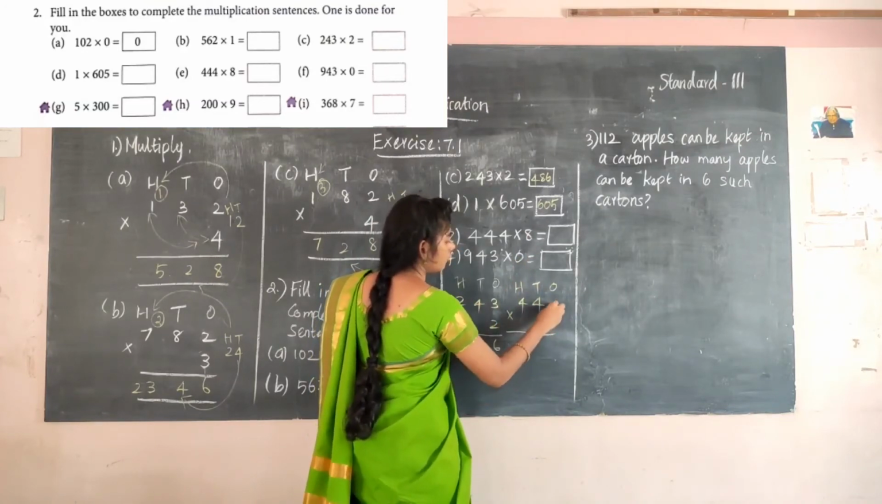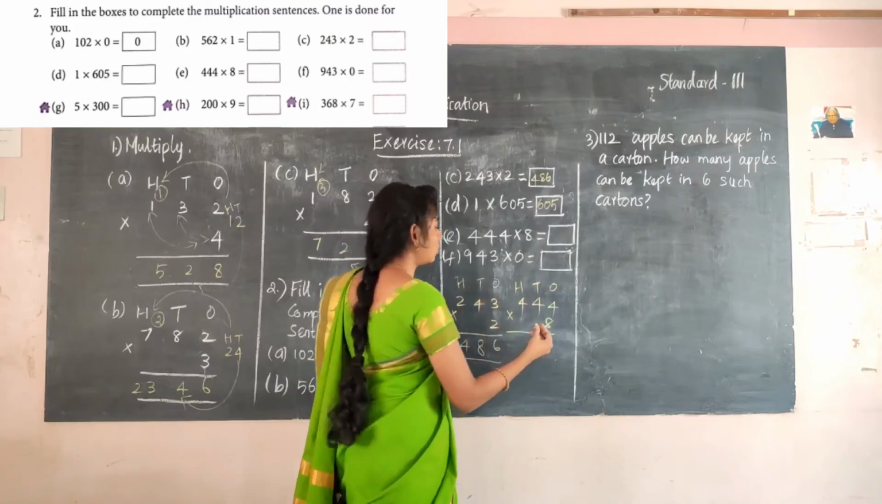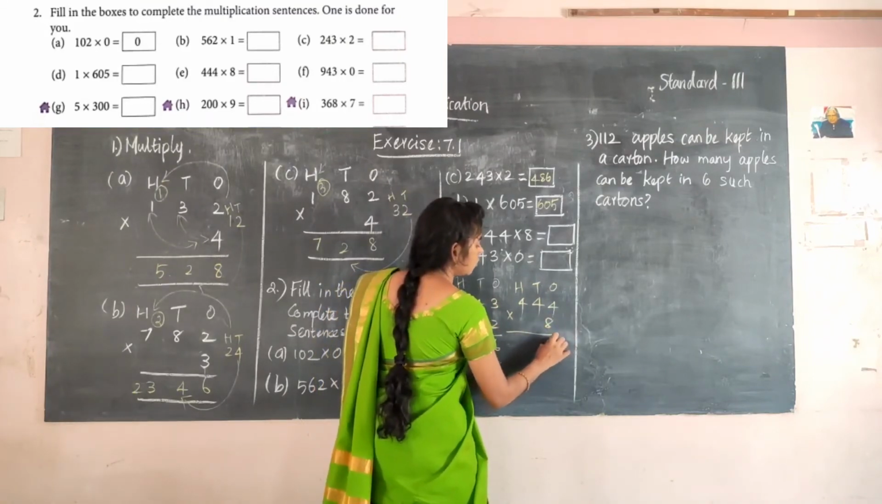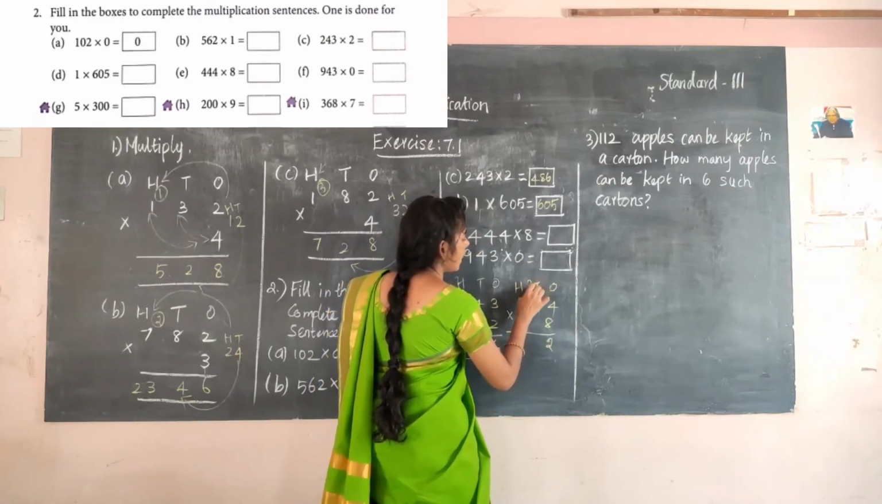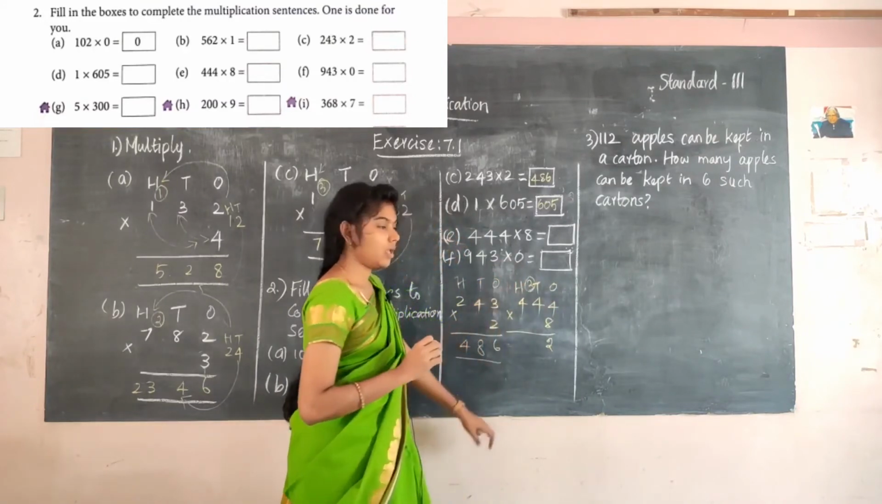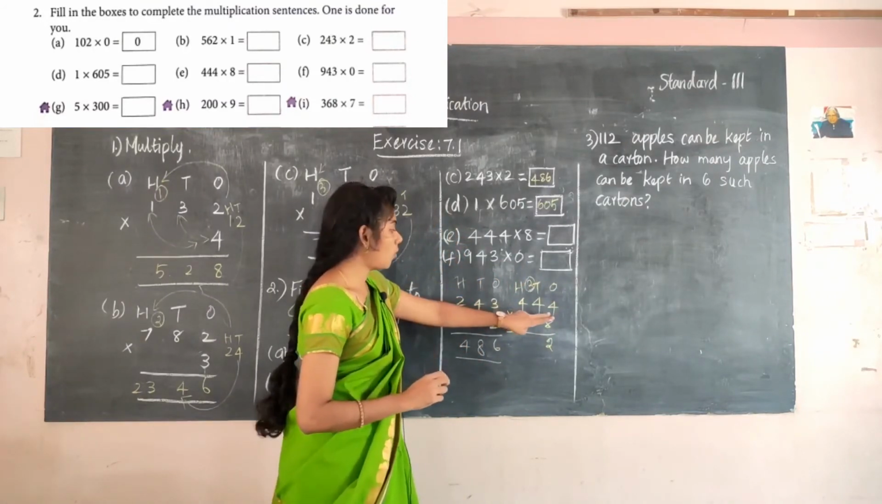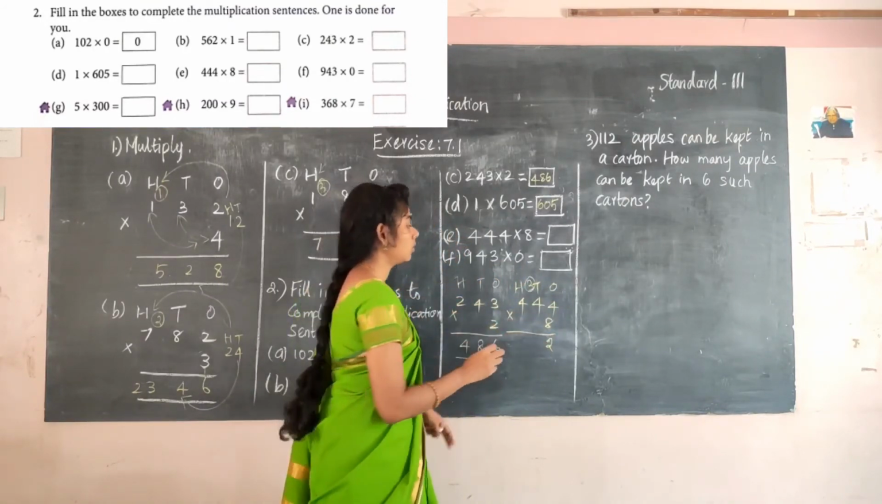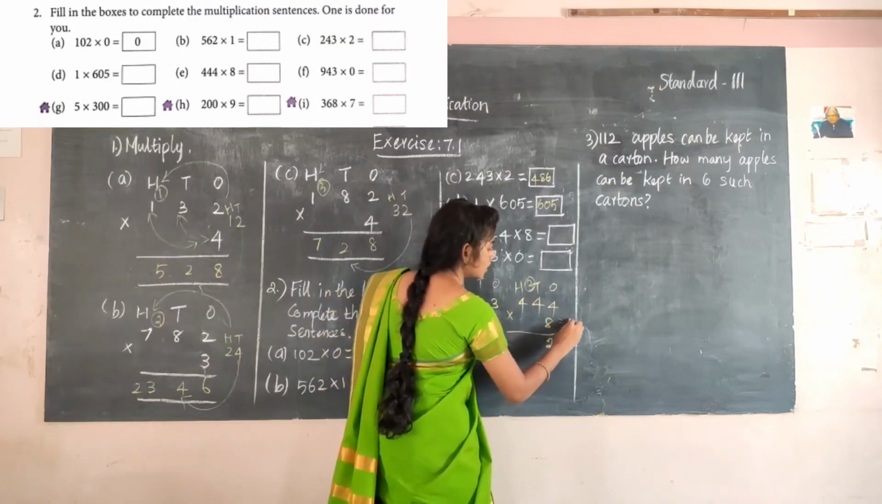And then multiply. 4 8s are 32. So write the 2 in the ones place. 3 should be carried over. How has it happened? It's a 2-digit number. 4 8s are 32. 32 should be written outside.